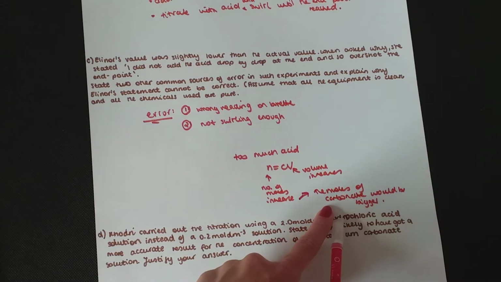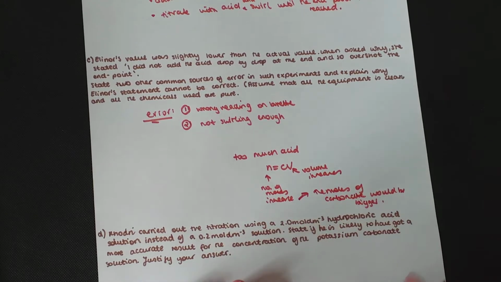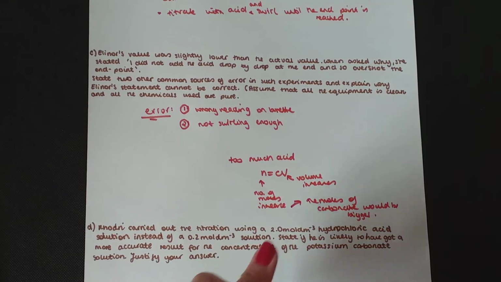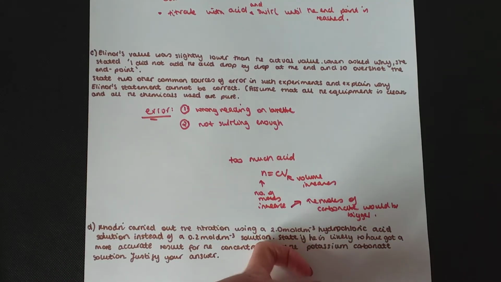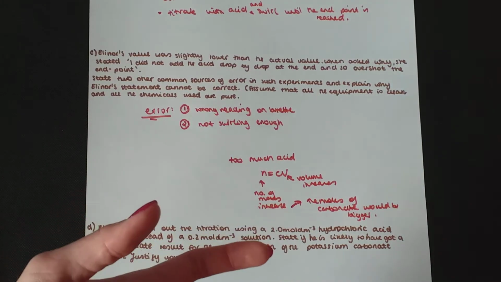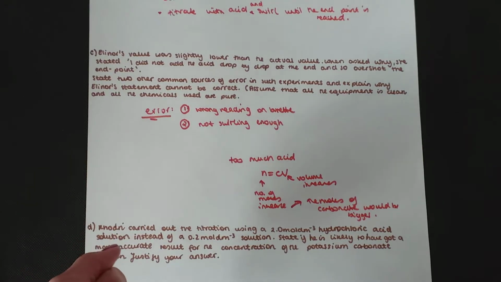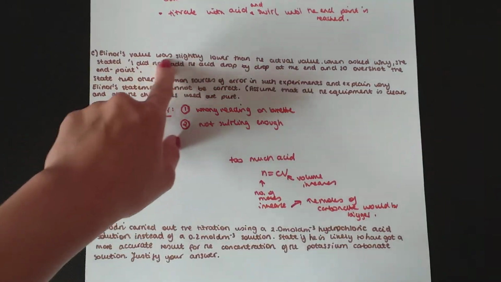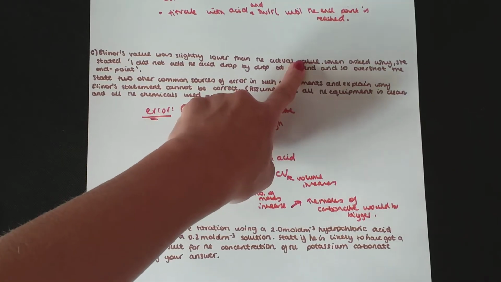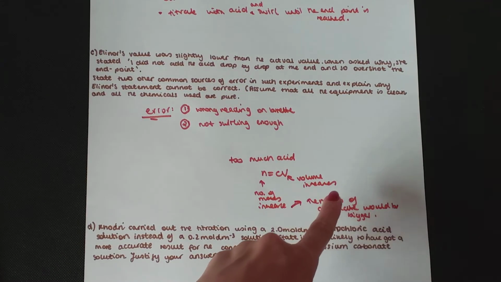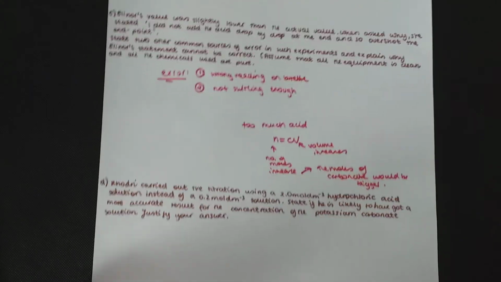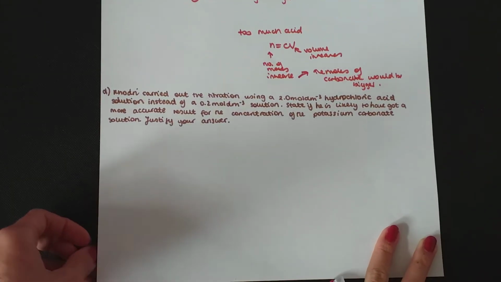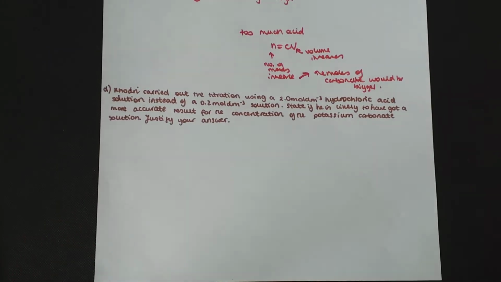So she was trying to find the concentration of the carbonate, but to find the concentration we would need the number of moles. So if she added too much acid, that means the number of moles would increase, and so the concentration would increase. However, her value was slightly lower than the actual value, and if she added too much acid, the value would actually be slightly bigger than the actual. So that's why her statement cannot be correct. She must have done something else wrong and not overshot the point.